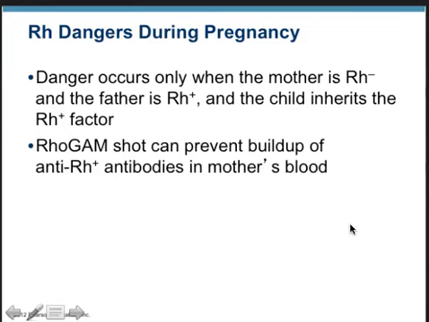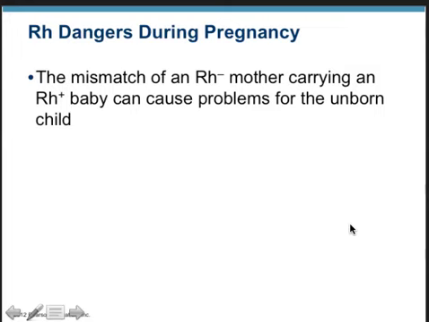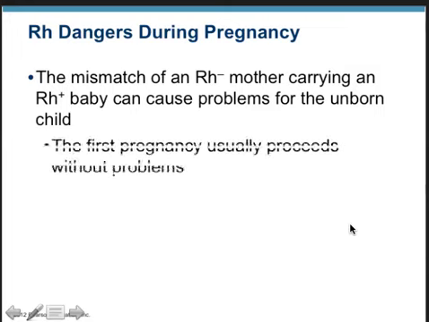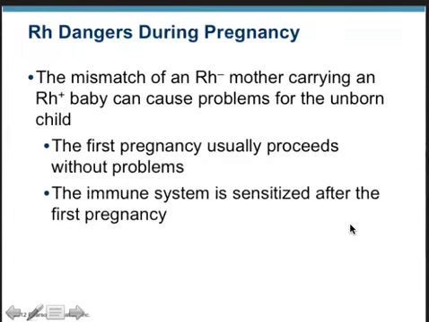The mismatch of an Rh negative mother carrying an Rh positive child will cause problems for the unborn child. The first pregnancy usually proceeds without any problem because sufficient antibody won't be built up in order to produce this immune assault on the baby's red blood cells. It is a phenomenon that we call erythroblastosis fetalis.